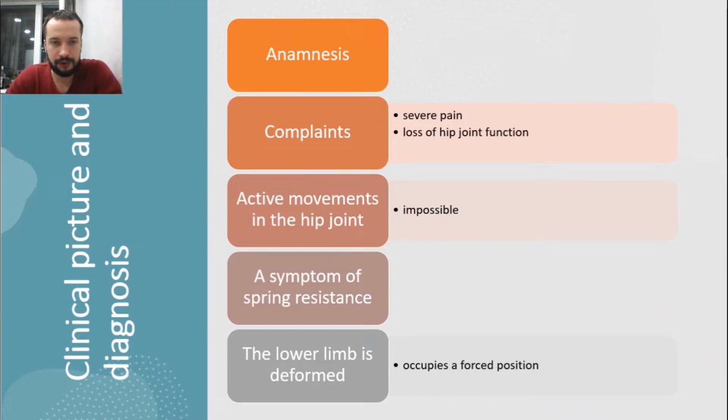Okay. Clinical picture. A characteristic mechanism, of course: the patient will tell you that he, for example, was in a car accident, followed by severe pain and loss of hip joint function. Active movements in the hip joint are impossible, and when we try to perform passive movements, we have a symptom of spring resistance. The lower limb is deformed and occupies a forced position, characteristic of each dislocation.